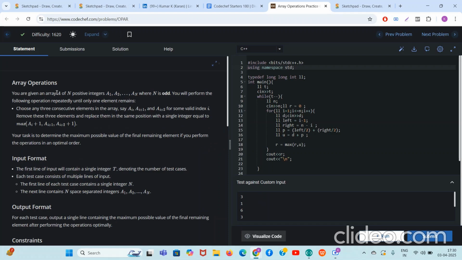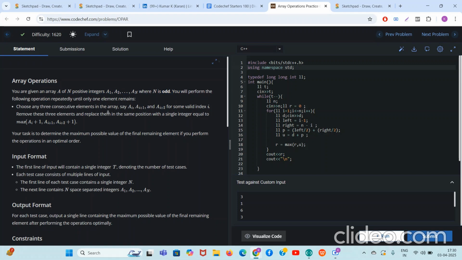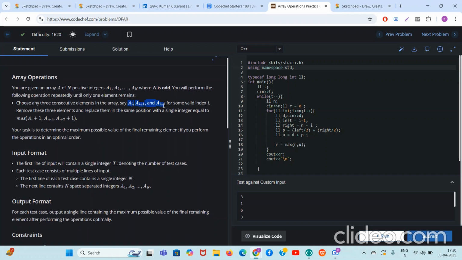They are saying that we are giving you an array of n positive integers, and the size of the array is odd. Anytime you can select any three consecutive numbers and replace them with a maximum, and like this the array will keep on shrinking. You don't just replace with the maximum; you replace with the max of the first number plus one, the second number as it is, and the third number plus one. It's a little tricky. Your task is to determine the maximum possible value of the final remaining element if you perform the operation.